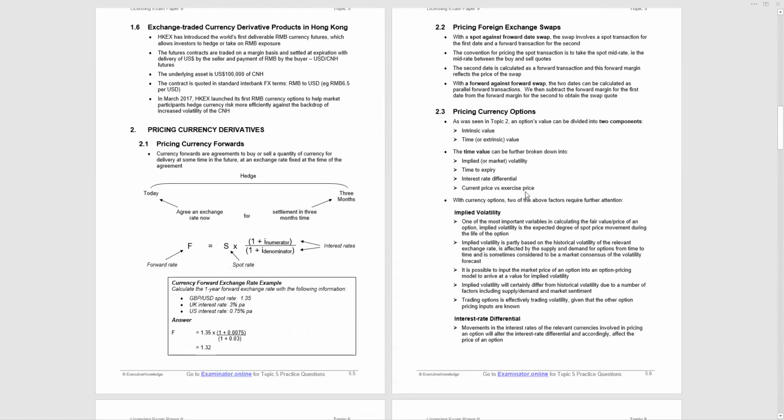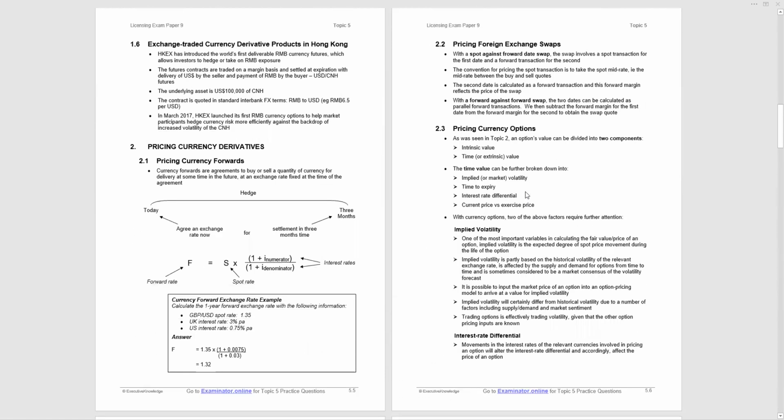Moving on to section 1.6, the last of the different derivative types, exchange traded derivative products in Hong Kong. Now, this is bringing us up to date. We're told that Hong Kong Exchange and Clearing introduced the world's first deliverable renminbi currency future, and that allows investors to hedge or take on renminbi exposure.